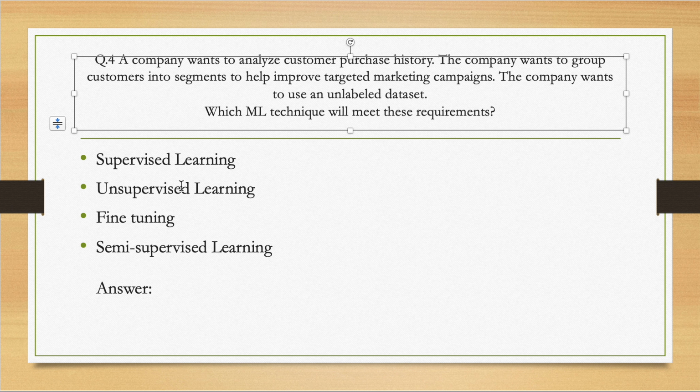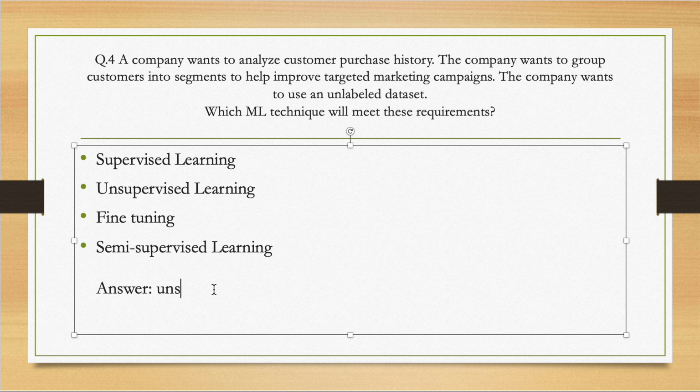You're left with two options, unsupervised and fine tuning. Unsupervised, we are already aware that it uses an unlabeled dataset. Fine tuning, if you're not aware, is basically a mechanism to improve the efficiency of an ML model. You have already trained it, now it's not giving the required result, so you fine tune the model. And the thing to note is that fine tuning also uses a labeled dataset. So this option is also eliminated. So you're left with only one option, that is unsupervised learning. So that would be your answer.